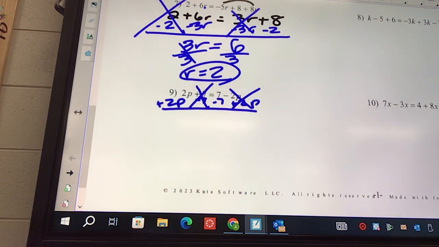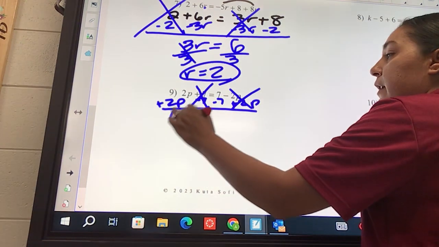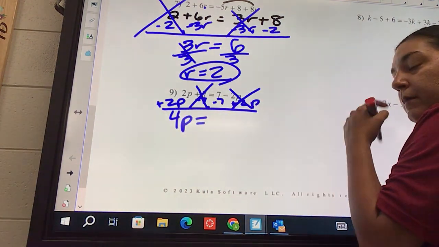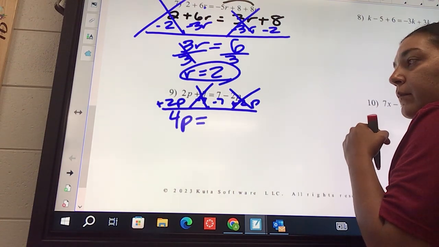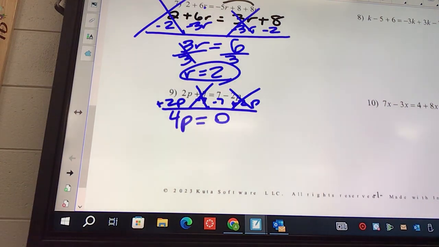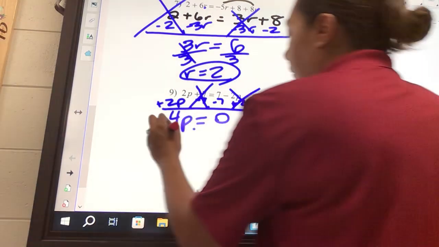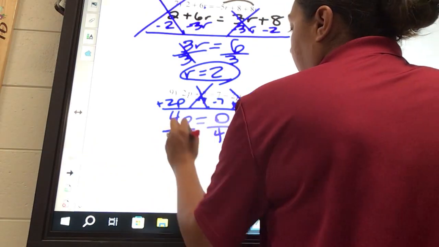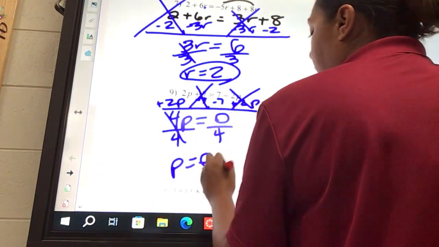Okay, well, what is 2 plus 2? 4, so we're at 4p equals what? What's 7 minus 7? 0. And our last step is to do what? Divide. So you're going to get p equals 0.